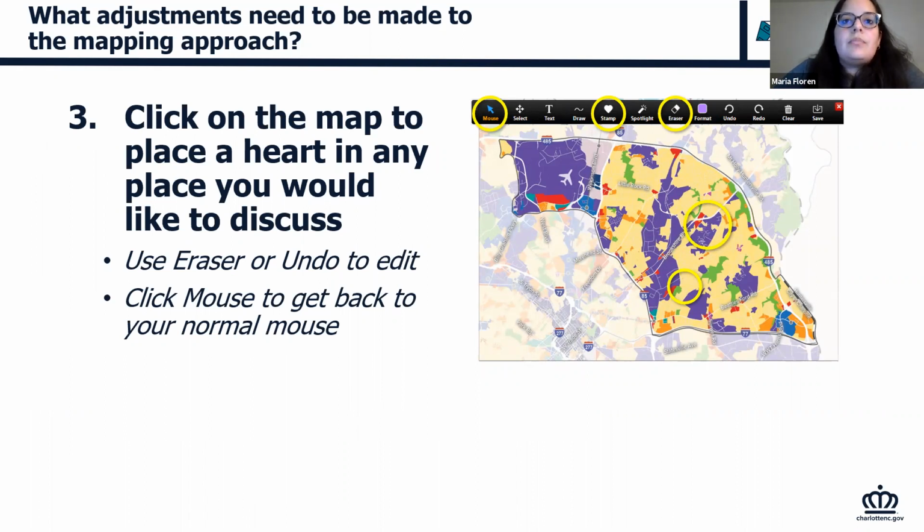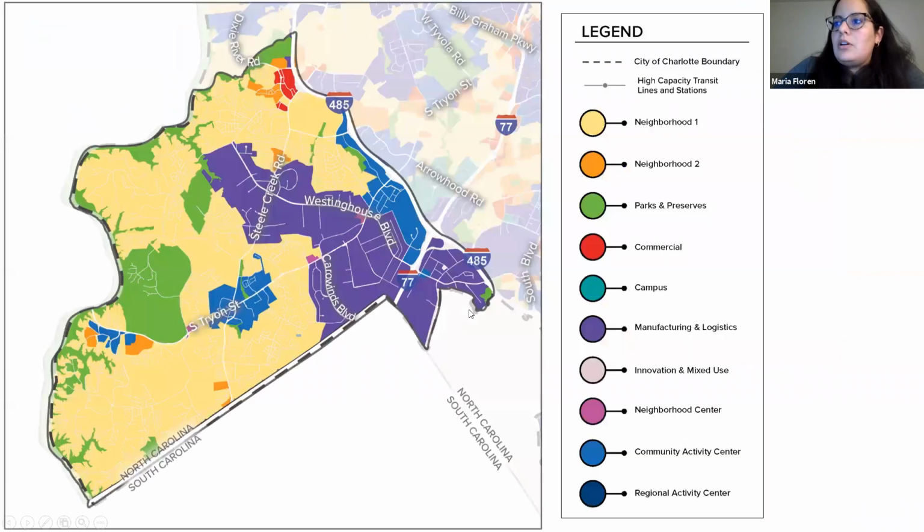If you need to fix or remove a stamp, you can use the eraser tool, and then you can click the mouse tool to get back to your normal mouse. So if you guys are able to do that, I'm going to go over to where I have the final draft map for this area. And again, since it's just Mark and Carla, you can either mark it on here, or you can speak up, and then we can talk about any specific areas that you want to talk about. And please let us know if anyone has any trouble finding those options, and we can help you out.